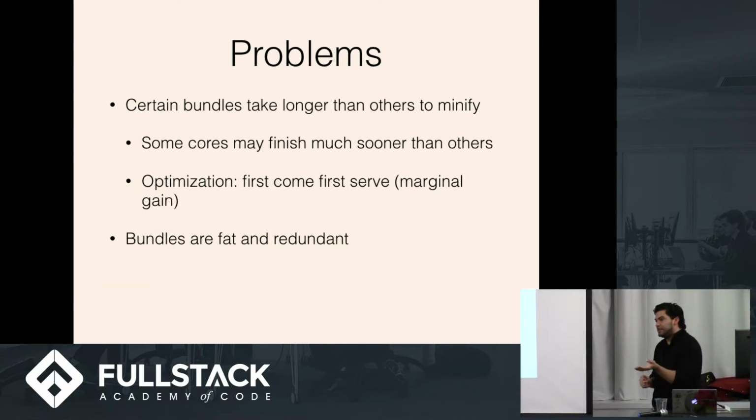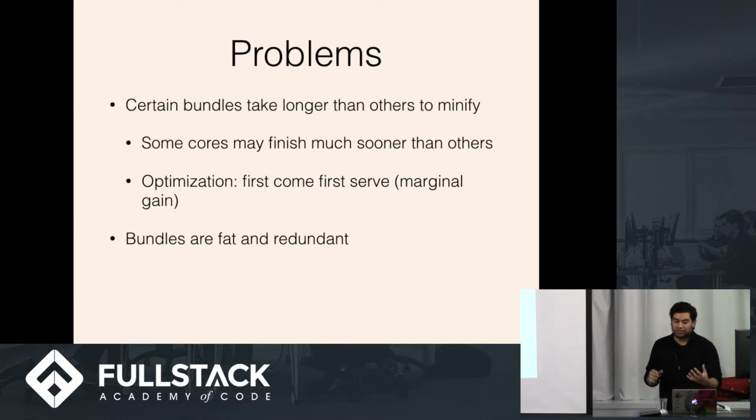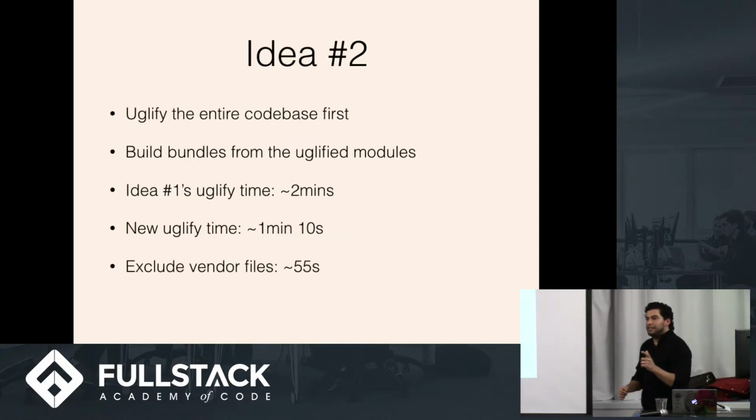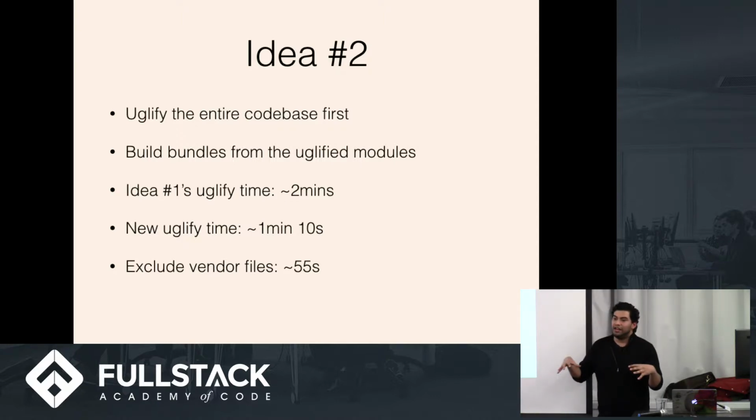And the issue there is natural to uglification. It's a global process. It looks at the entire source code, the entire bundle, and tries to optimize it. And that's what's taking so long. So the second idea that we had was, so optimizing bundles takes a long time. So what if we optimize the modules instead? What if we uglify all of the modules and then assemble the uglified modules into an uglified bundle? You guys with me on that?